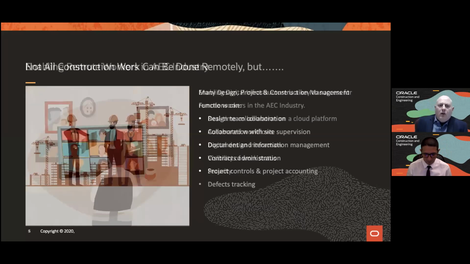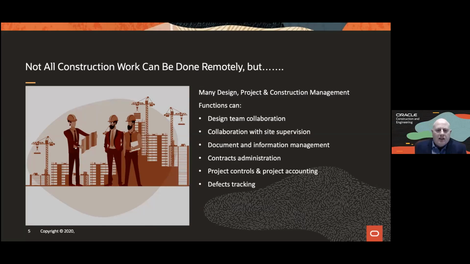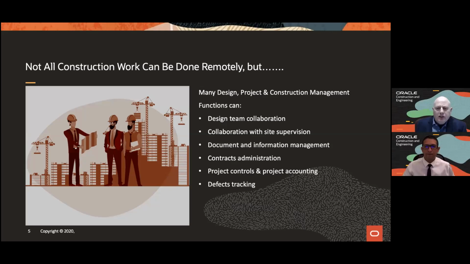But of course, not all construction work can be done remotely. There are certain things on the construction site that have to be done physically on the construction site. But of course, there are many other functions and responsibilities that can quite easily be fulfilled on a remote basis. And remote is not just remote work at home, but also remote work in the design office, in a home office, physically removed from the construction site.